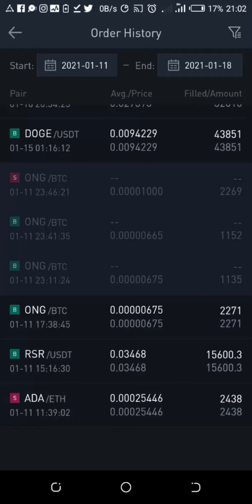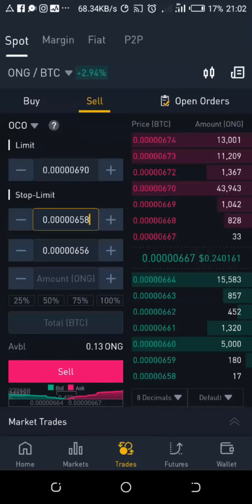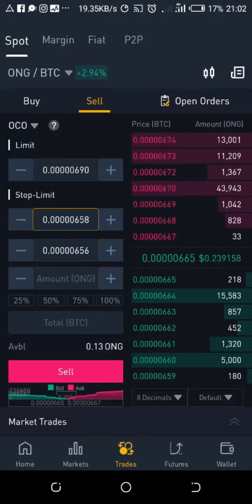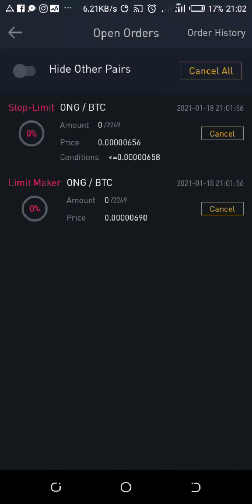As you can see here, it says ONG, we bought this at 675 satoshi. You can also set it immediately you buy your coins. You set it so that you won't lose, and also you can take a profit. So that's it. Then later we are going to check which of these orders gets executed.